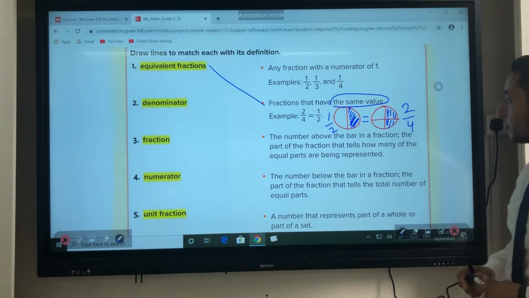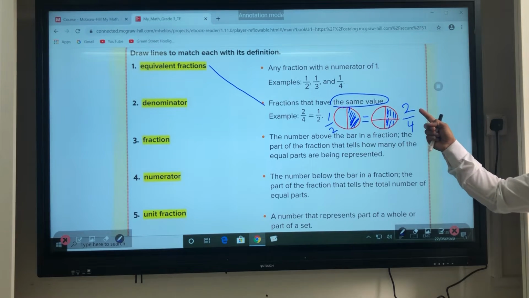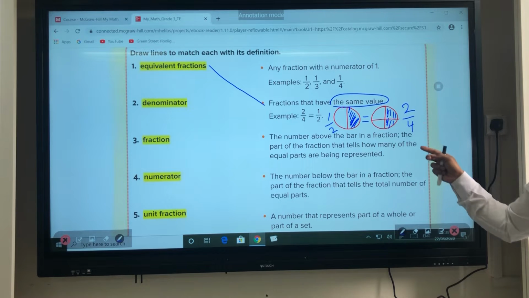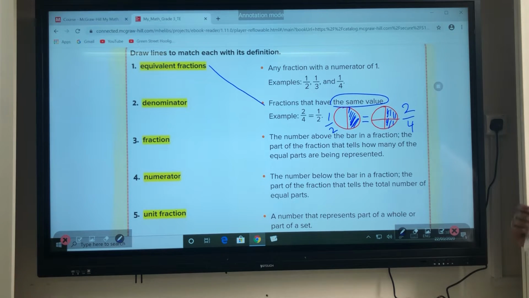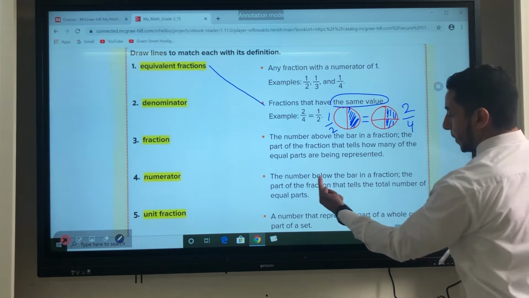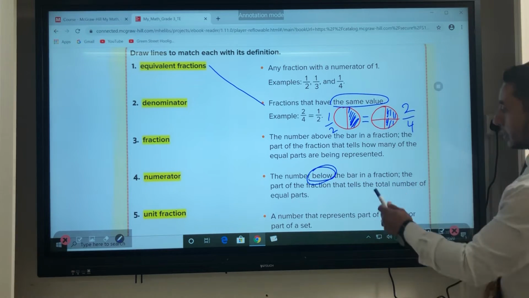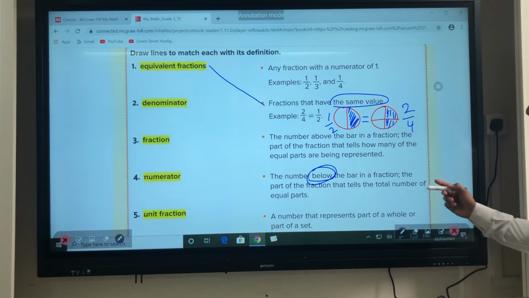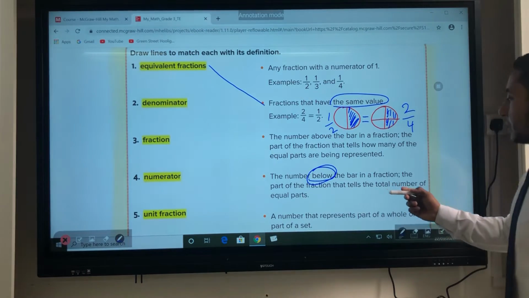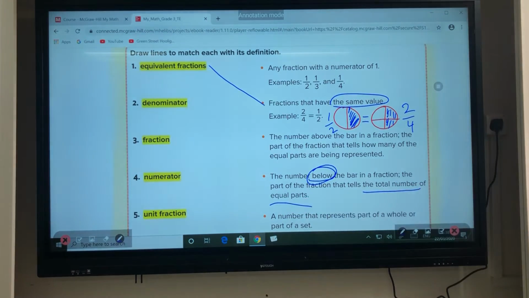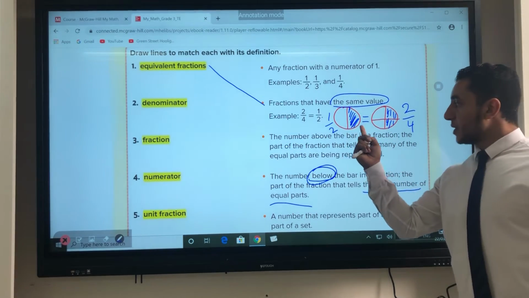Denominator. So 2 here is called numerator and 4 here is called denominator. The number down or below is called denominator. So it is the number below the bar in a fraction, the part of the fraction that tells the total number of equal parts. The total number of equal parts here is 2.